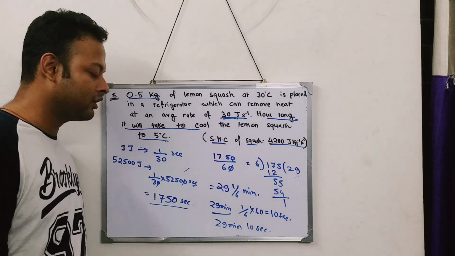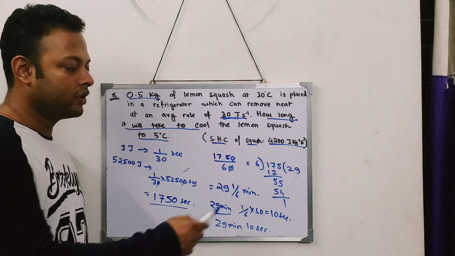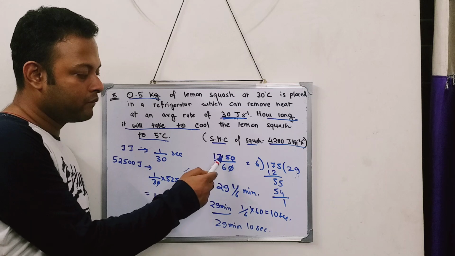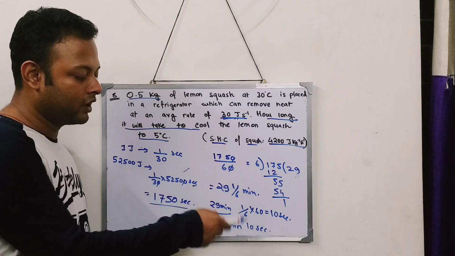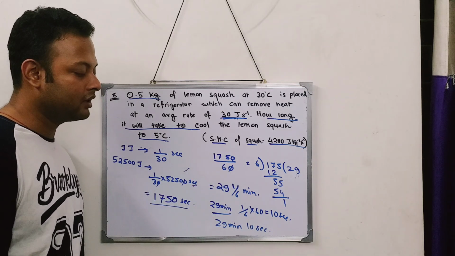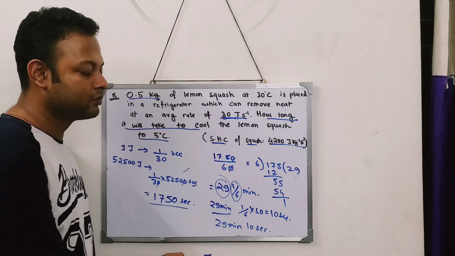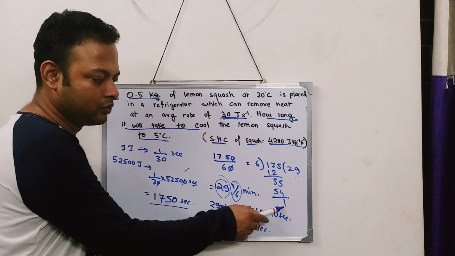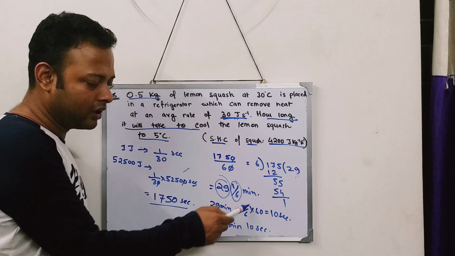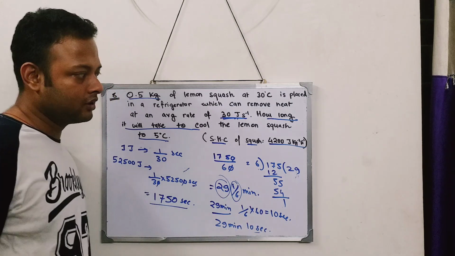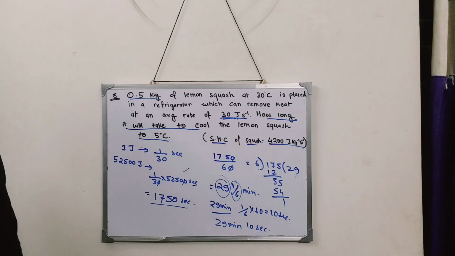You just have to convert that into minutes. Divide by 60. When you divide 1750 by 60, you get 29 1/6 as your answer. So 29 minutes is there, also 1/6 minutes. I think you know 1/6 minutes is nothing but 10 seconds. So this is the answer.